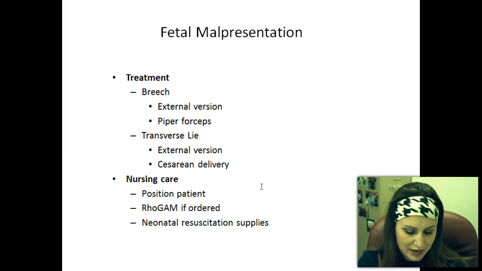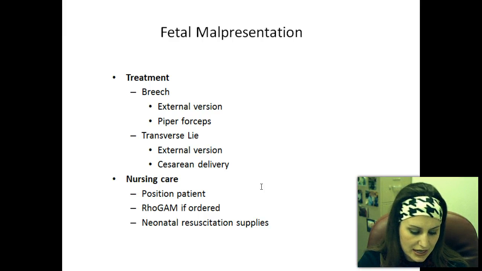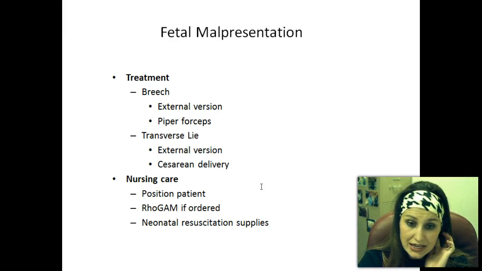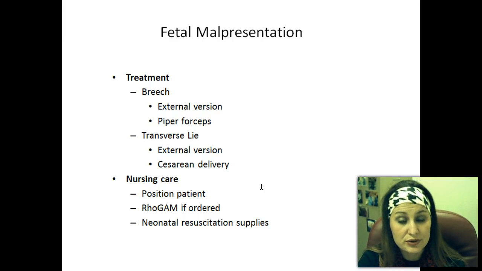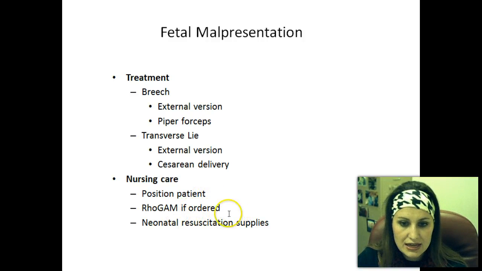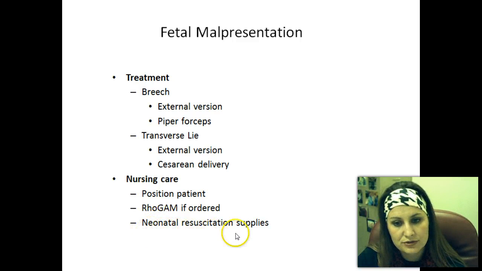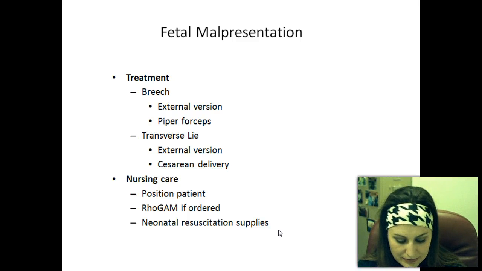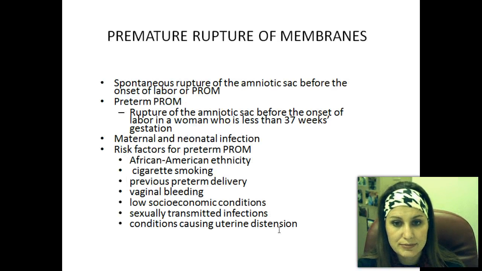They can also use Piper forceps, and that's a process of manipulating the position of the fetus. With transverse lie, again, they'll try the external version. If they cannot get the baby to turn, they'll go ahead and do a cesarean delivery. Nursing care, like I said, we're going to position the patient. We're going to give RhoGAM if ordered if the mom is Rh negative. And then we'll have neonatal resuscitation supplies just in case any emergency were to take place.